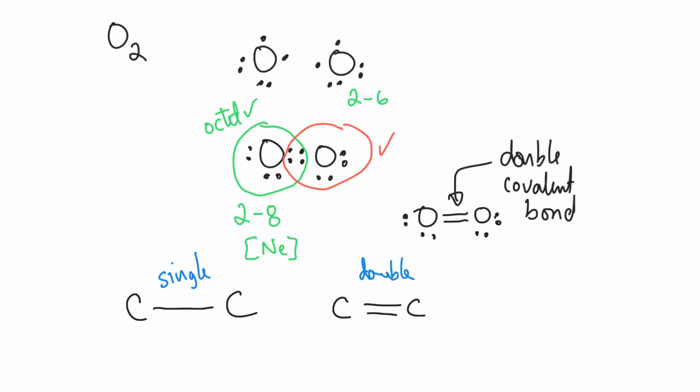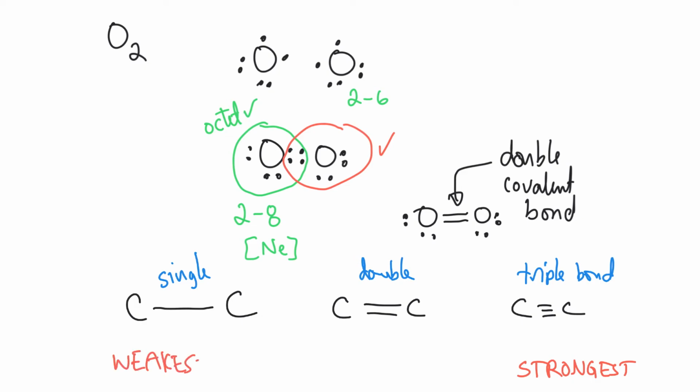And then you can have up to 3 pairs of electrons shared between the atoms, and we call that a triple bond. And the triple bond is the strongest bond, so I'll write that in red underneath. So this is strongest, and this one over here is the weakest. So going from left to right, the bonds are getting stronger.